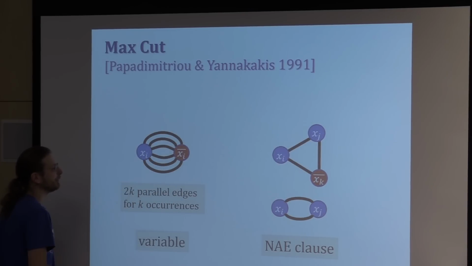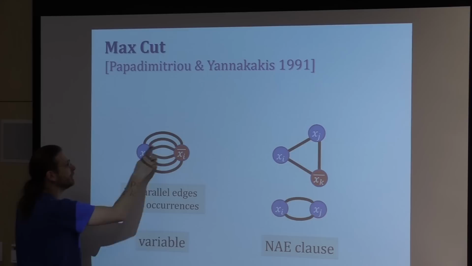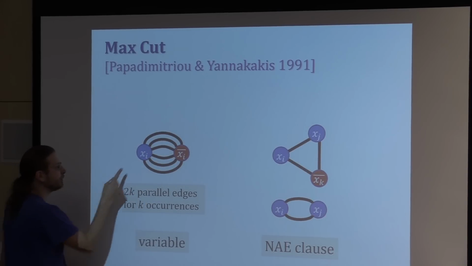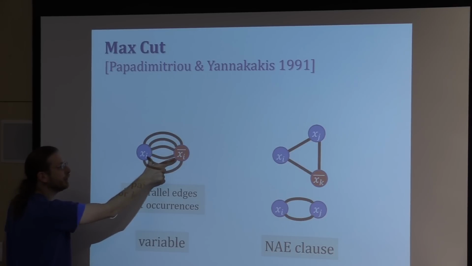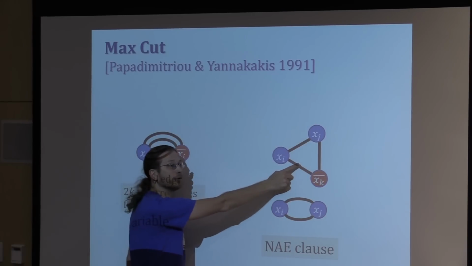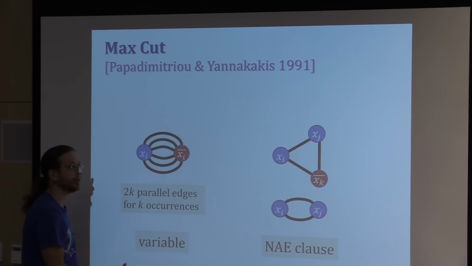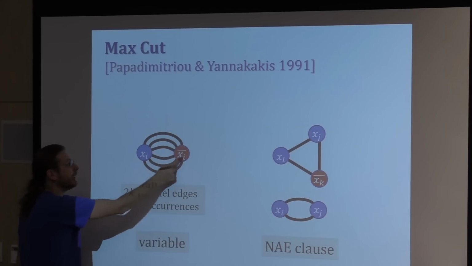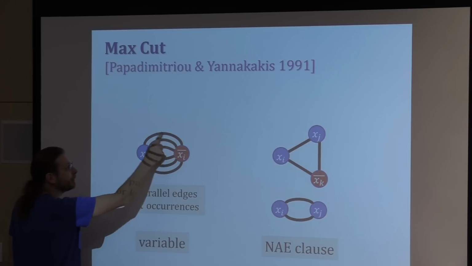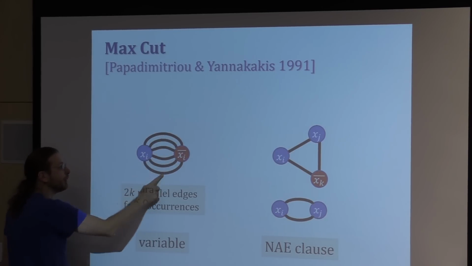This is a new gadget, variable gadget. It's just a whole bunch of edges connecting xi and xi bar. And you can avoid the multigraph aspect here, but let's not worry about it. So in general, if there are k occurrences of this variable, then we're going to have 2k parallel edges, because the potential benefit here is 2. Again, we want to argue that if we take an optimal solution, we can make it another optimal solution where xi and xi bar are on opposite sides of the cut. And the reason is if they're both on the same side of the cut, you're not getting this benefit. If you flip one of the sides, you get this huge benefit, which is 2k.